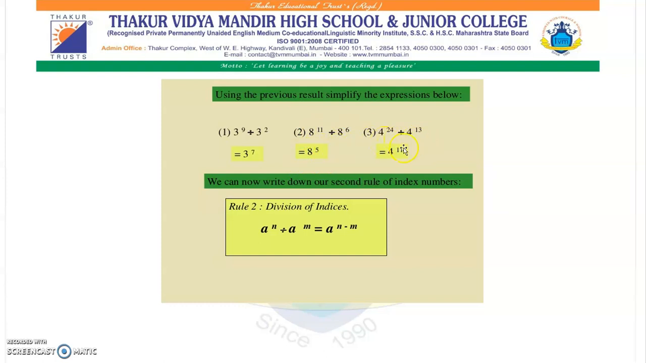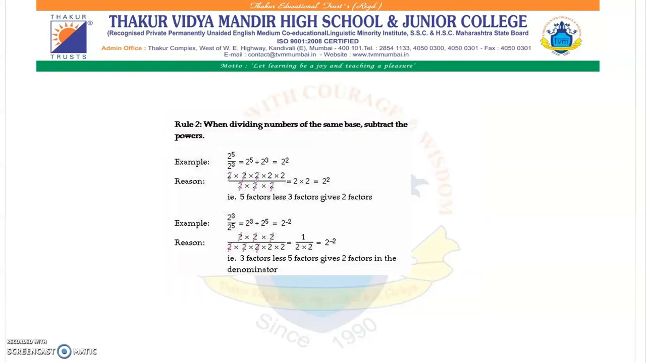Same way we will do for the third one. You have to remember this rule. This rule is important for solving or simplifying the sums. a raised to n divided by a raised to m equal to a raised to n minus m. You have to observe that here the base is the same, a and a only. When dividing the numbers, in the same way, subtract the powers. Now you can see we have already done this in the previous slide.